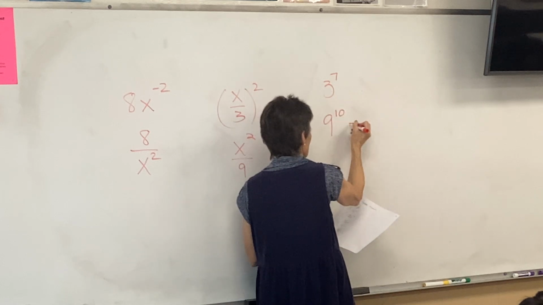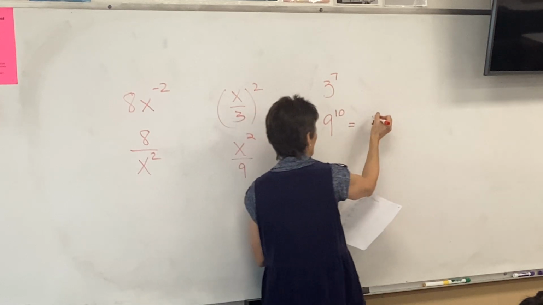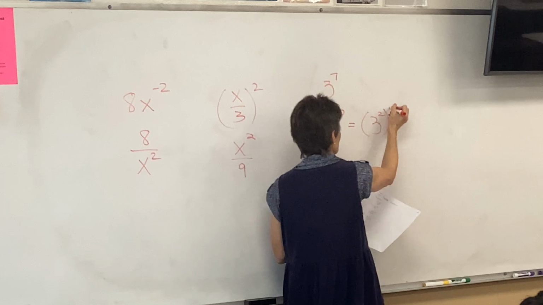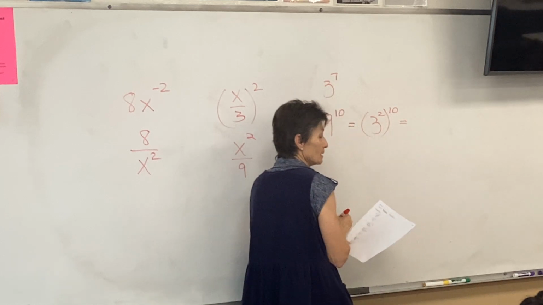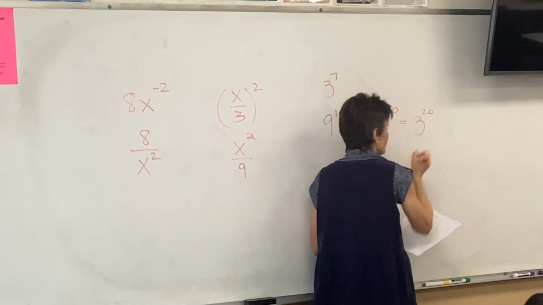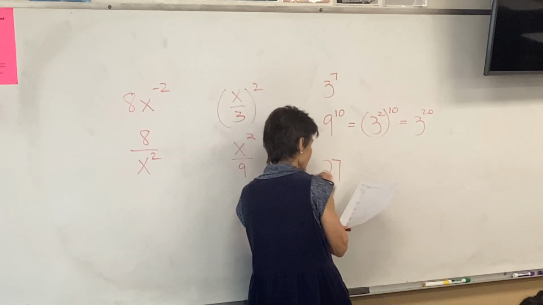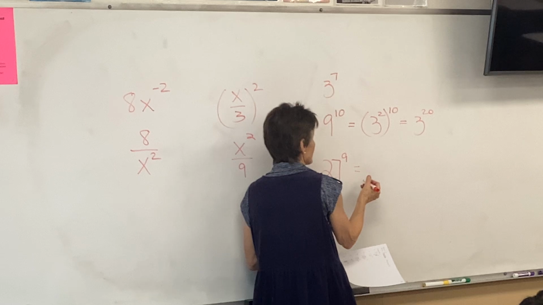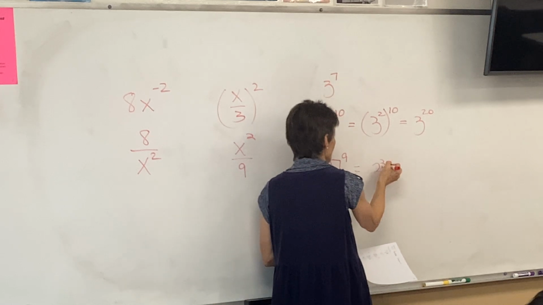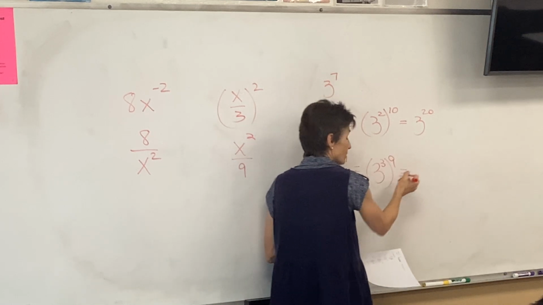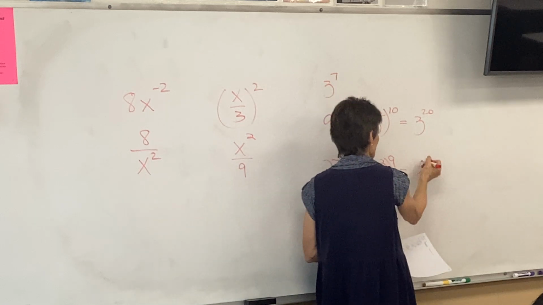9 to the 10th will be 3 squared to the 10th, which is 3 to the 20th. And then 3 to the 1st. And 27 to the 9th is 3 cubed to the 9th, which is 3 to the 27th.